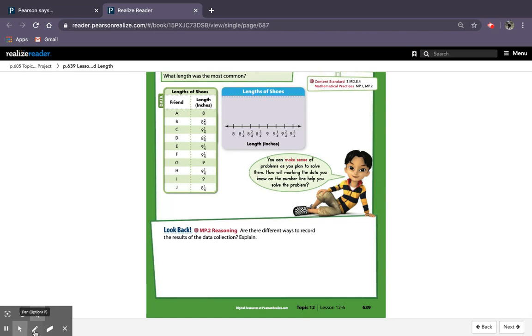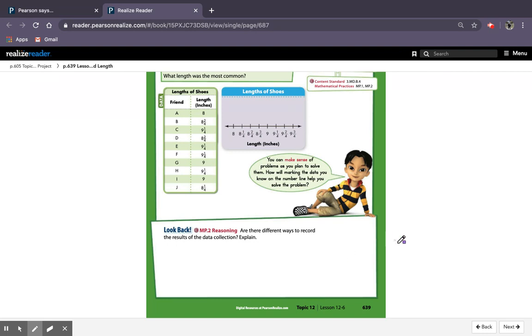I'm going to move down to the look back section, change my color. So it says reasoning, like, can you give a reason for something? Does it make sense? Why would you solve it a certain way? Are there different ways to record the results of the data collection? Explain. So for this, your answer could either be yes or no, and I'll explain why for both. So I'm not going to be writing anything down here. Just listen for the explanation I'm giving.